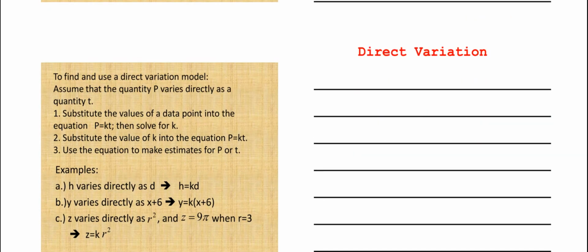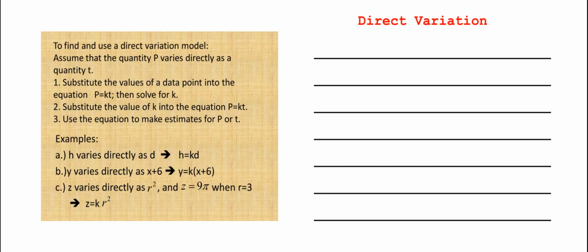So let's proceed and realize once again, this is talking about direct variation. And the fact is, to find and use a direct variation model, assume that the quantity p varies directly as a quantity t. 1. Substitute the values of a data point into the equation p equals k times t, then solve for k. 2. Substitute the value of k into the equation p equals k times t, and 3. Use the equation to make estimates for p or t.